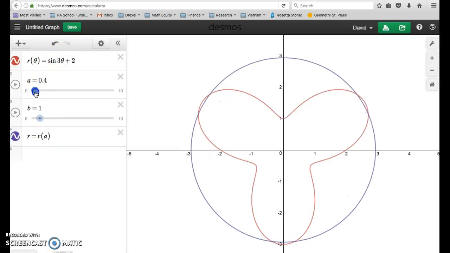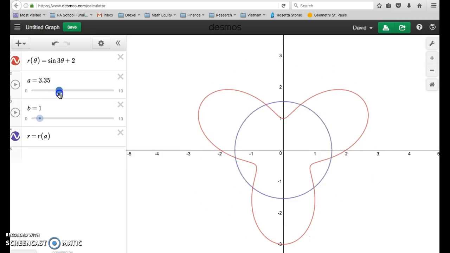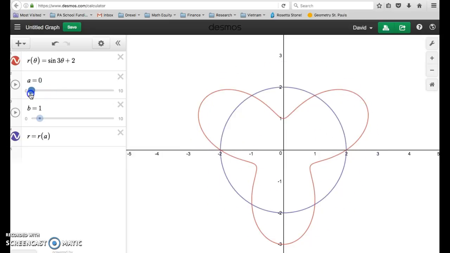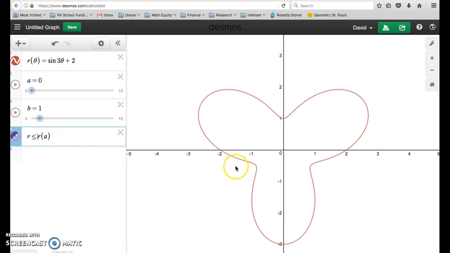And you can see that the circle grows and shrinks. But I want to shade the inside. So here's what I'll do. Change the equals to less than or equals to. And mysteriously, the graph disappears. So I was talking to my student, and the workaround we came up with is this.